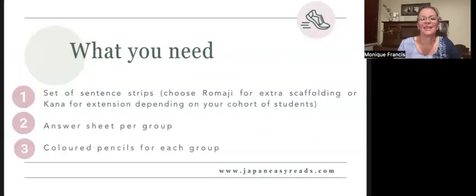So what you need, it's super straightforward. You need a set of sentence strips. As I said, you can choose romaji for extra scaffolding or kana for extension, or a mixture of both depending on your cohort of students. You need an answer sheet per group, and if you're using the artist, student C, you'll need some coloring pencils for each group.